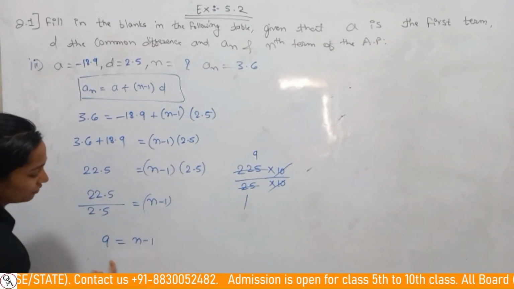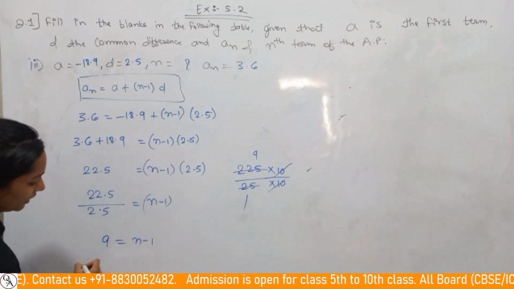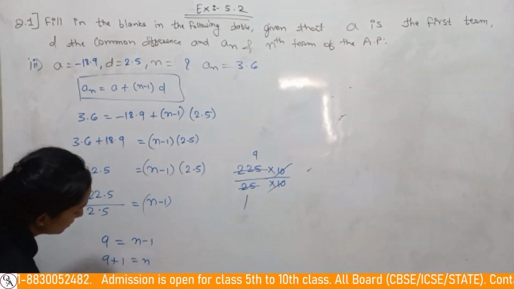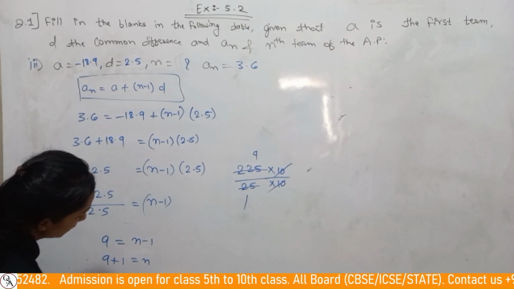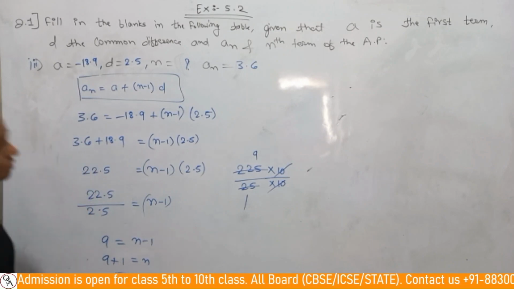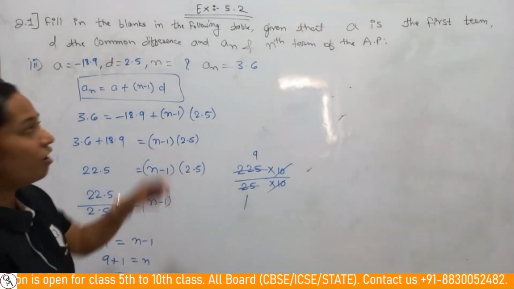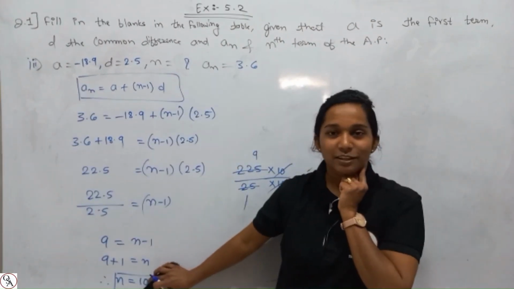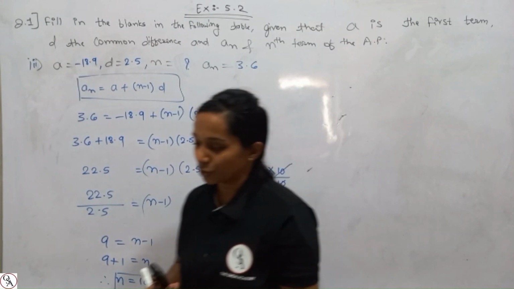If suppose I shift this minus 1 to LHS, then it will get added to 9. 9 plus 1 is equal to n. So hence n is nothing but 10. So this is how we got the answer of n, and this answer is nothing but 10. So now let's see towards the fourth question.